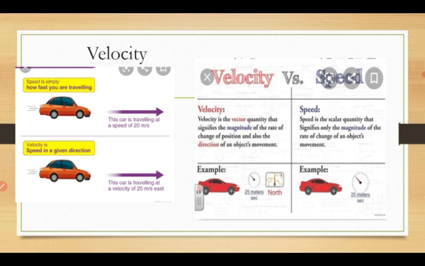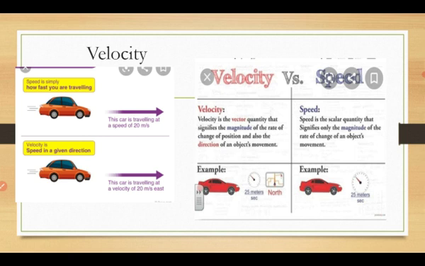Vector means in Hindi it is called सदिश. स means with, दिश means direction. It means velocity has a fixed direction in which the object is moving, but speed has no fixed direction. We can say that the speed of this scooter is 200 kilometers per hour, that is given in the odometer. So this is the difference between velocity and speed.